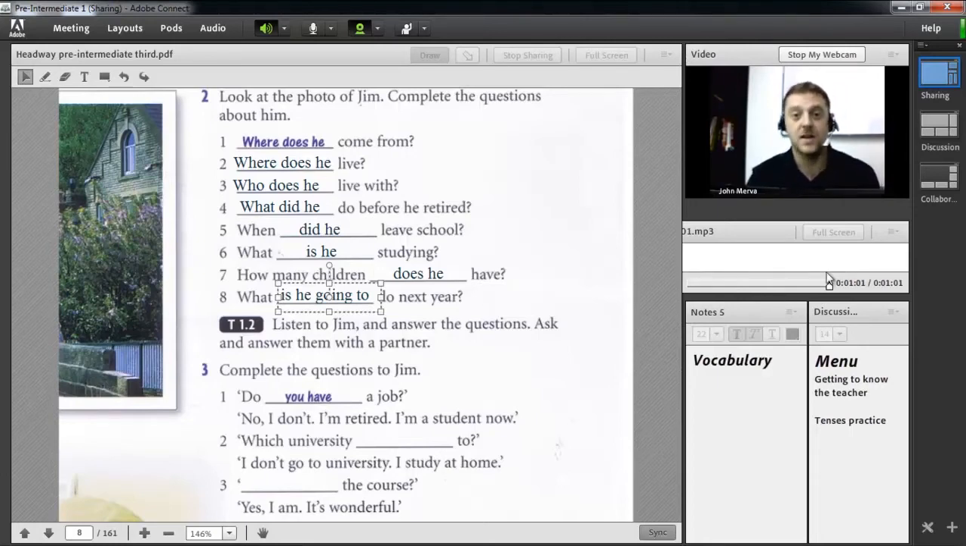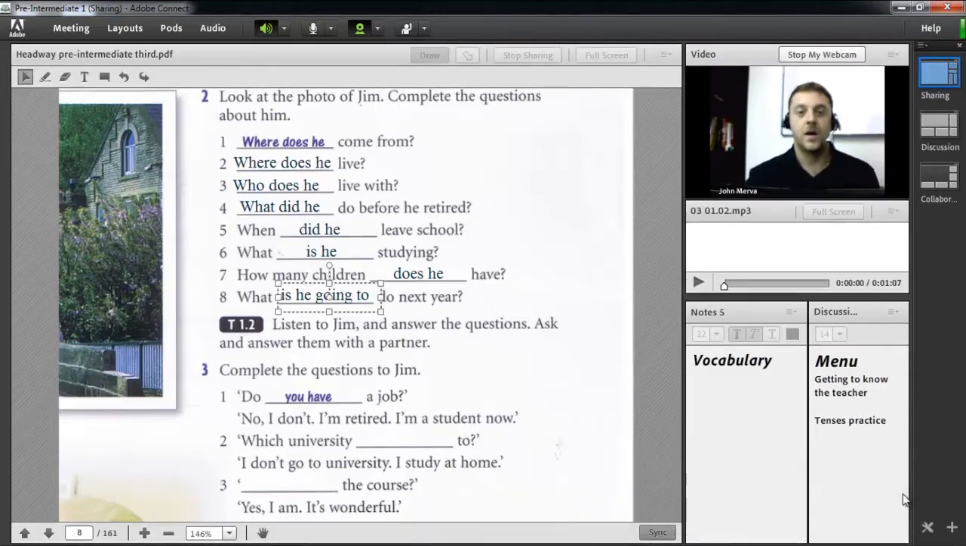Please check that your answers in your book are the same as the answers on the screen. Okay, we're now going to listen to Jim talking and answering these questions. What I would like you to do, please, is I'd like you to listen to the recording of Jim talking about his life, and I'd like you to try and find the answers to these questions. Here comes the recording.